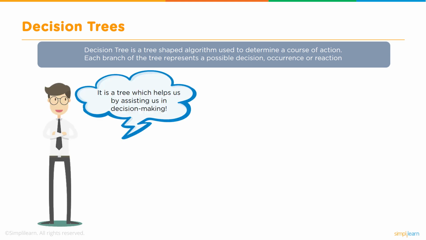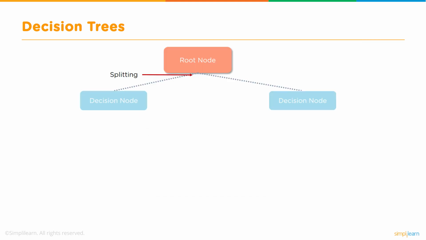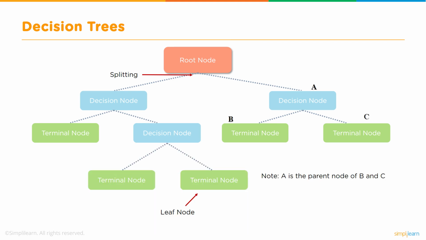It is a tree which helps us by assisting us in decision making. Let's look at the basic terminologies to understand decision trees. We have our root node, we have a splitting, we have decision node, and then those split into terminal node, decision node, terminal node, terminal node. And each decision node continues to split until it ends in a terminal node.